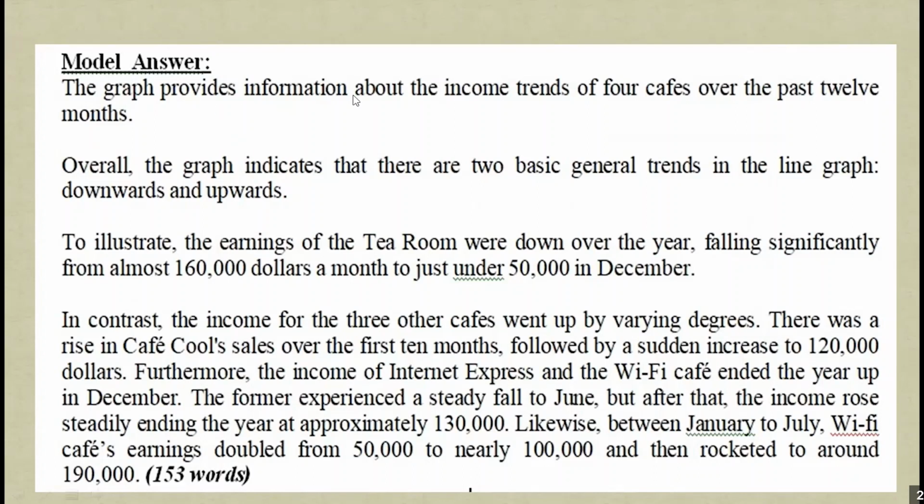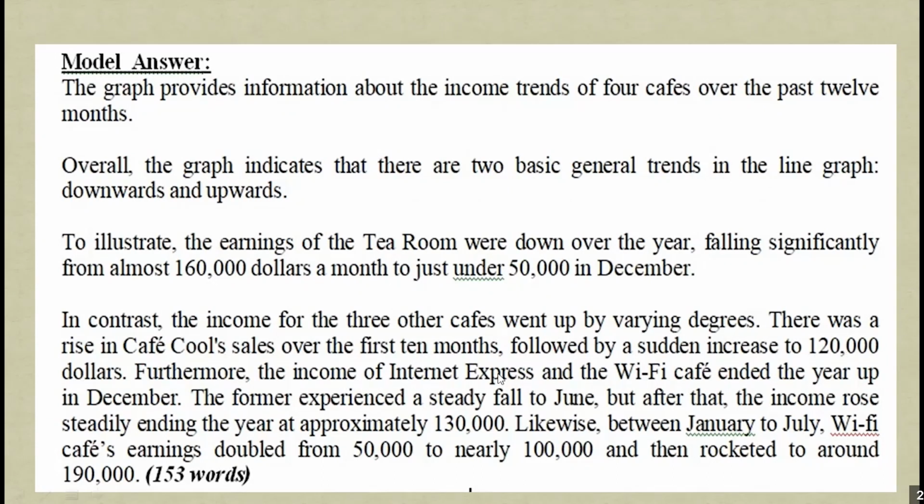The graph provides information about the income trends of 4 cafes over the past 12 months. Overall, the graph indicates that there are 2 basic general trends in the line graph, downwards and upwards. To illustrate, the earnings of the tea room were down over the year, falling significantly from almost $160,000 a month to just under $50,000 in December. In contrast, the income for the other 3 cafes went up by varying degrees. There was a rise in Cafe Cool's sales over the first 10 months, followed by a sudden increase to $120,000.